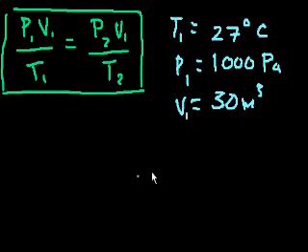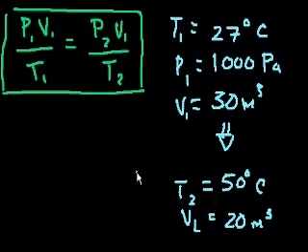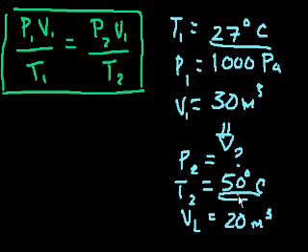Then it says the volume is decreased, so we go to a state where my new volume is 20 meters cubed. The temperature has increased, so the new temperature is now 50 degrees Celsius. And they want to know what my new pressure is. So before we just substitute into the equation and solve for the new pressure, remember, if they gave it to you in Celsius, convert to Kelvin. And if they gave it to you in Fahrenheit, which they seldom do, then convert into Celsius and then convert into Kelvin.